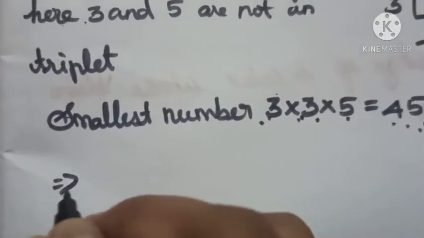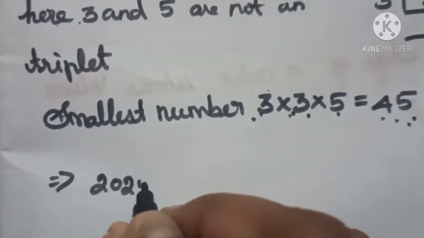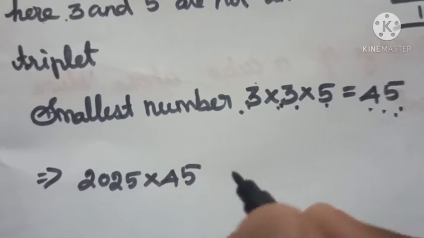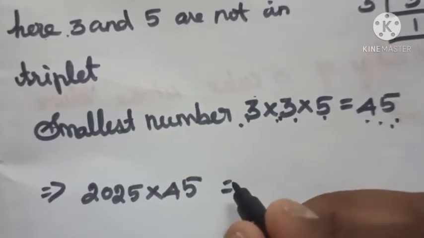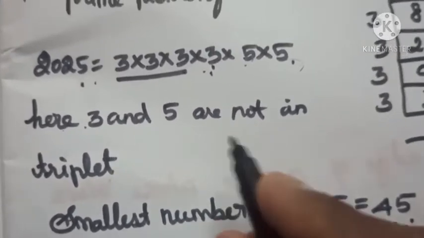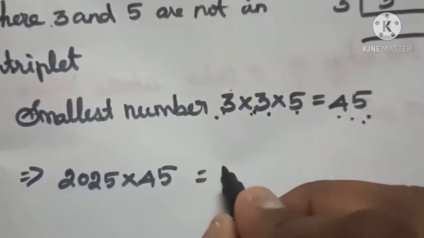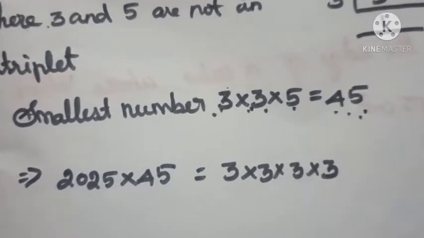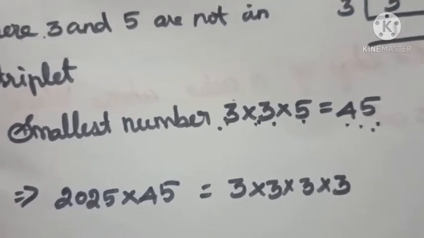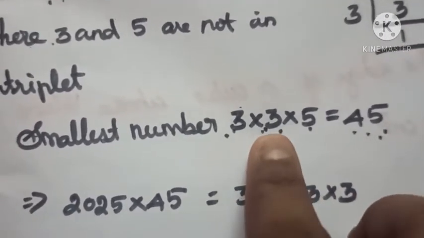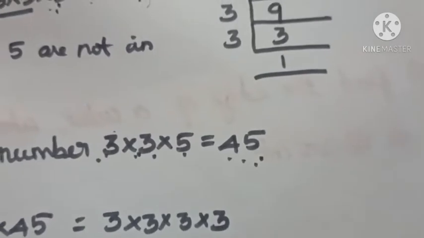So, which implies that 2025 can be multiplied with 45, and it becomes a perfect cube. Now, you need to add the new factors. So, already how many 3s are there? 4. 1, 2, 3, 4. So, how many 3s do you have to add to make this 3 a triplet? 2 more 3s. So we need to add 2 more 3s.